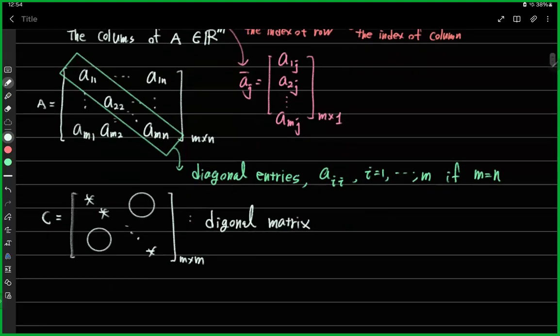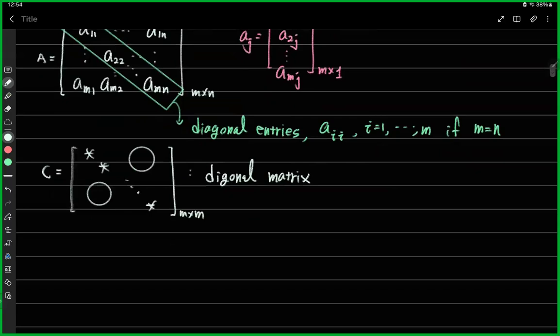Two matrices are equal means that the two matrices have the same size with the same entries. All of the entries are equal. Then we say that the two matrices are equal. And the zero matrix, we saw that, right? If all the entries are 0, then we say that the matrix is the zero matrix.